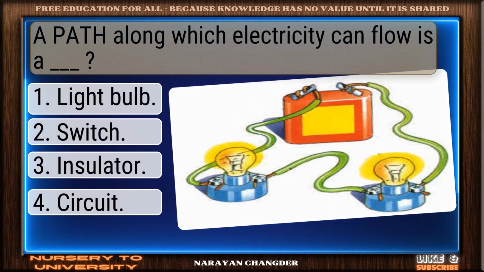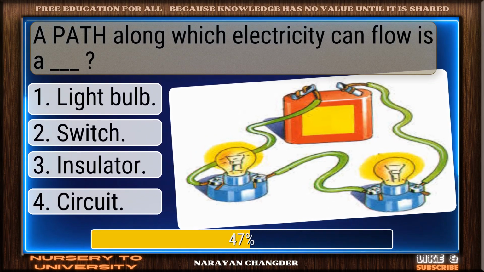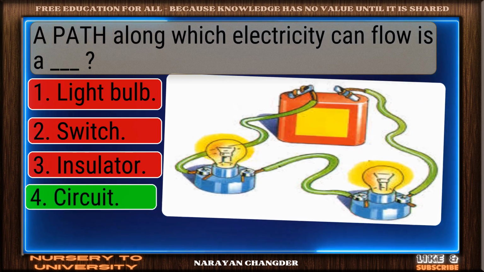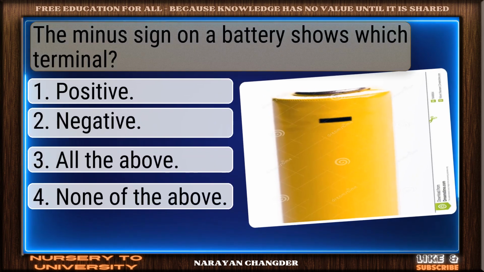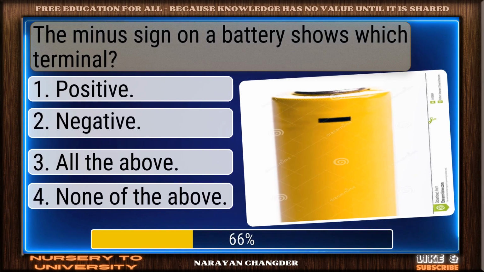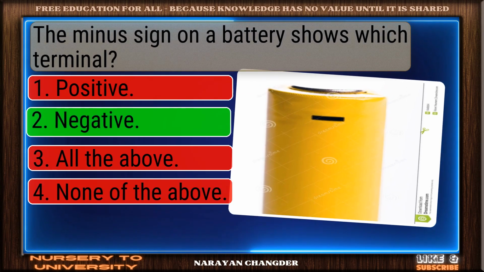A path along which electricity can flow is a dash. Nice work. You chose circuit and it is correct. The minus sign on a battery shows which terminal? Good job. Your answer negative works well here.